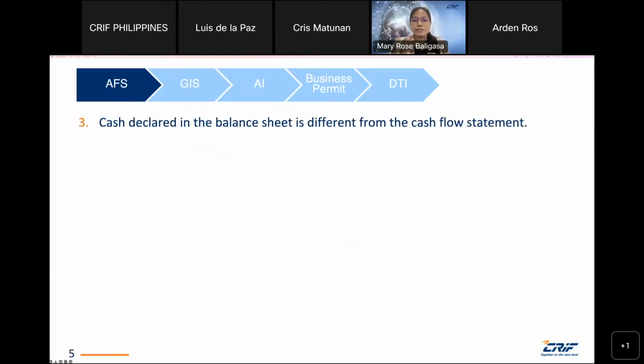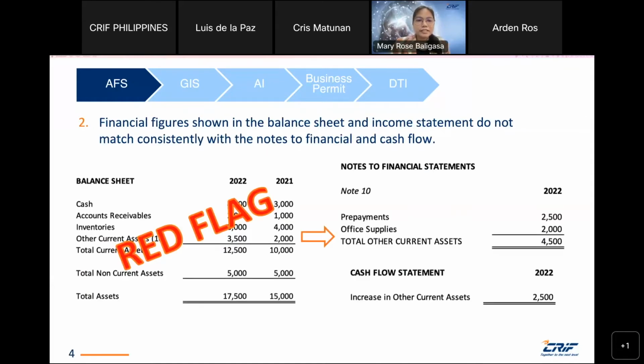The increase in other current asset is 2,500. With this, if you add that to the 2021 figure of 2,000, the total is still 4,500. So these two documents state that the other current asset total is really 4,500 and not 3,500. Therefore, it will be tagged as red flagged.